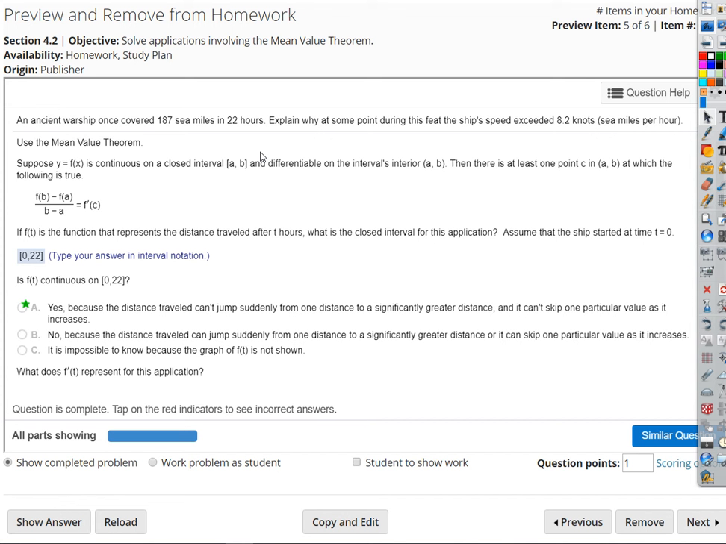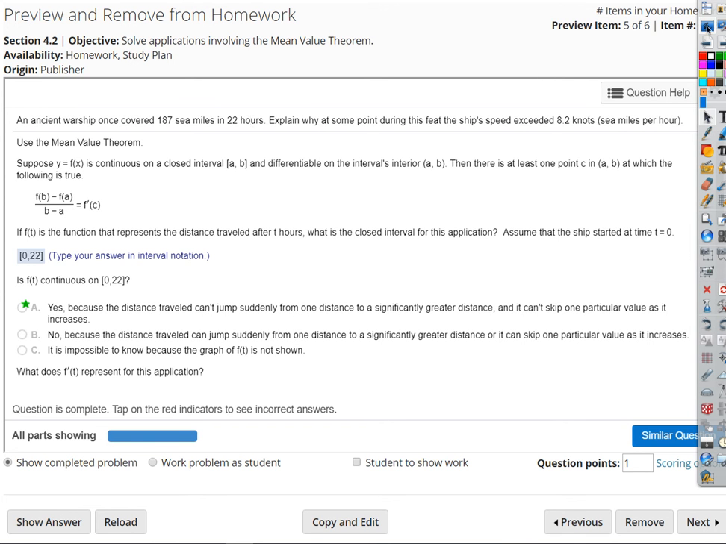If you define the function as the position function, then it certainly is smooth on the interval from 0 to 22 hours. I guess that's what we're looking at. Position as a function of x. So if that's true, then what are the conditions of the mean value theorem? Well, then we know that the average rate of change, the slope of the secant line, at least at one point, has to equal the instantaneous rate of change, the slope of the tangent line, right?